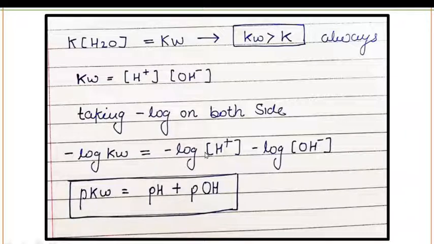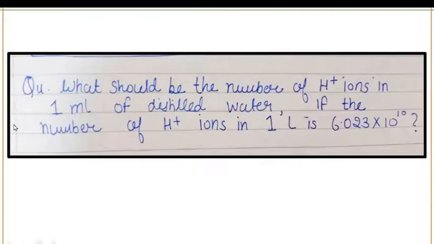Okay. We will discuss the details of pH and pOH in the next class. But now we have our important question: what should be the number of H plus ions in 1 ml of distilled water, if the number of H plus ions in 1 liter is 6.02223 into 10 to the power 10? You have to calculate the number of H plus ions. Okay, so you have 30 seconds guys. Please do this question quickly.